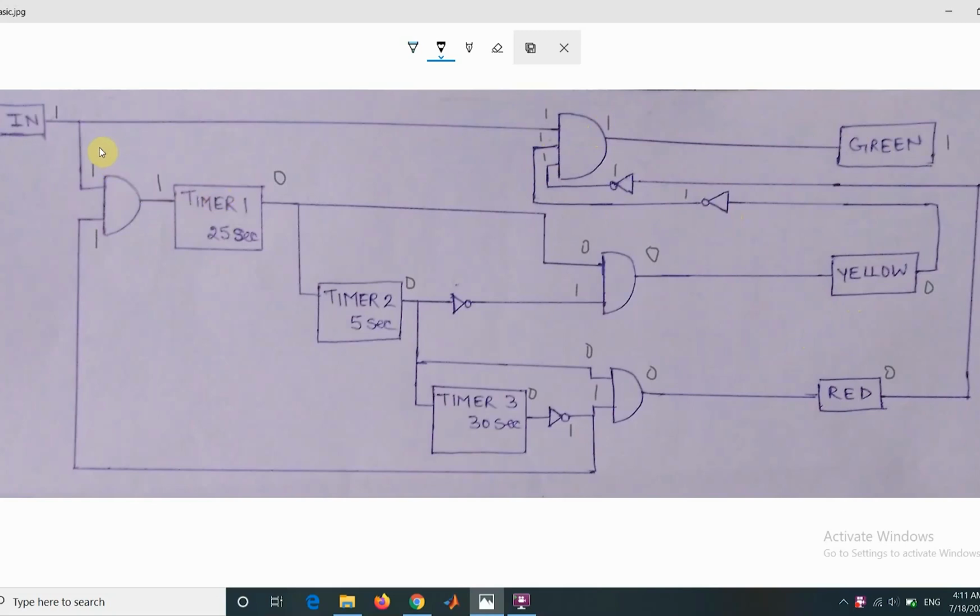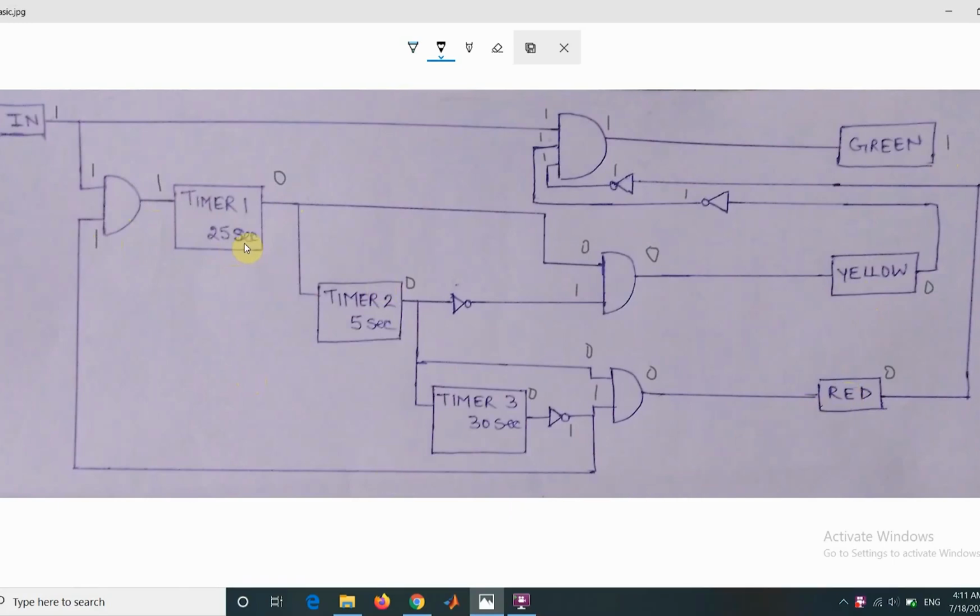At the same time this input of the AND gate would be 1, and as initially all the timers were also reset, due to this NOT gate the second input of this AND gate would also be 1 and the AND gate would be on and timer 1 would start timing. But as stated earlier, this 1 would appear at the output only after the preset time of 25 seconds has elapsed. So this is the state of the system when timer 1 is timing: green light is on and yellow and red lights are off.